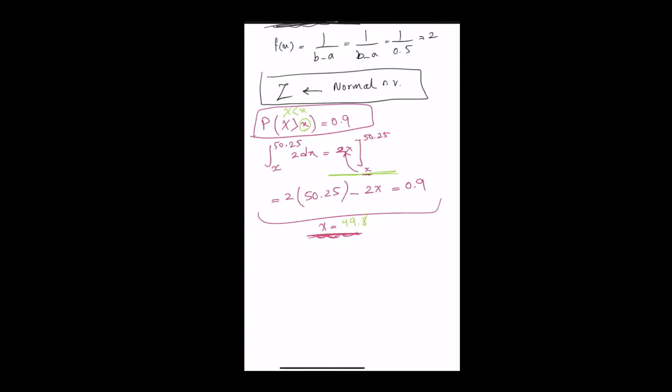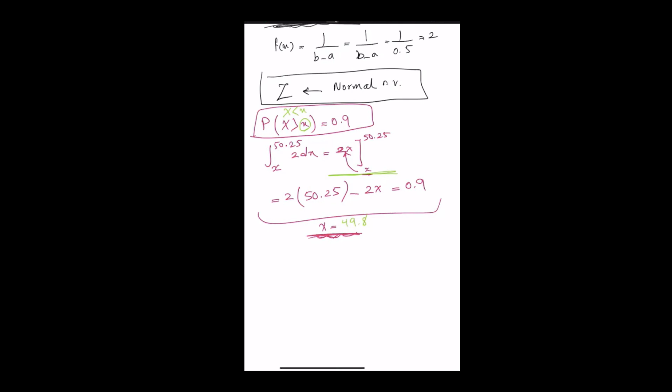So maybe this question should be a little more clear, for example, asking for the value where we can say 90% of packages have less than that weight, or 90% of packages have greater than that weight. Maybe that's how this question should be.